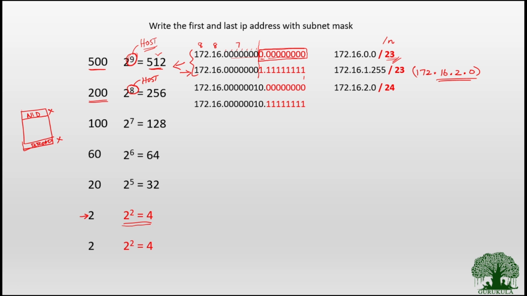So this time if you convert this into decimal, what will you get? You will get 172.16.2.0, and then /24. You can observe that it has changed to /24. How is it 24? This 24 represents the number of bits allocated to represent the network part. So here it is 8 bits, here it is 8 bits, and here it is again 8 bits. So 3 times 8 gives us 24, which represents that 24 bits are used to represent the network part. And similarly for the last IP address, you will get 172.16.2.255/24.